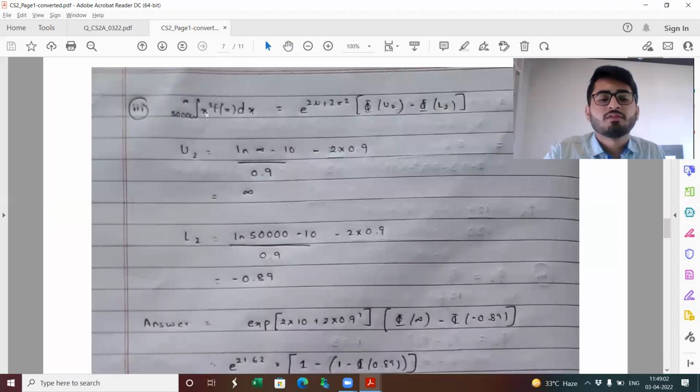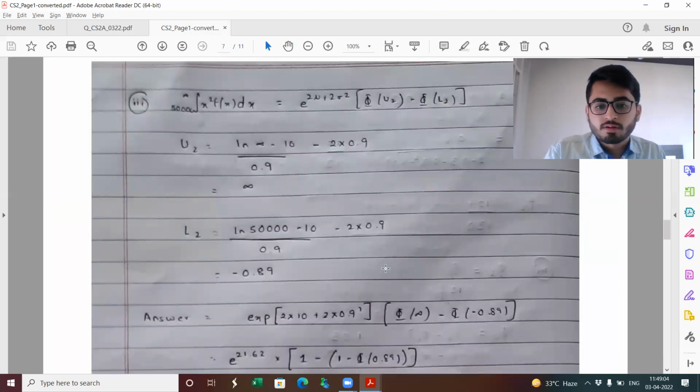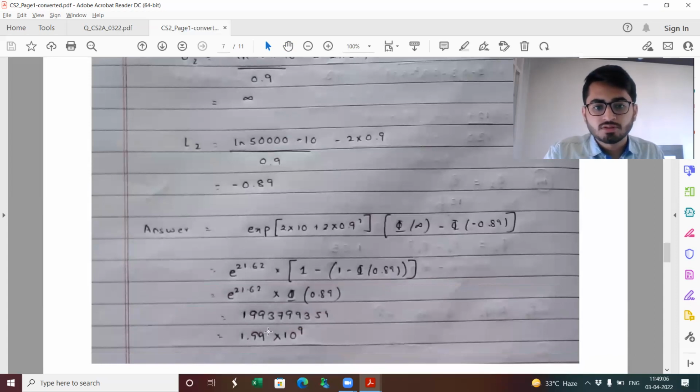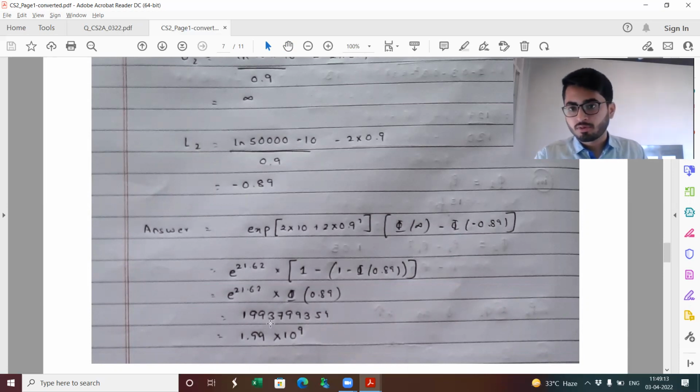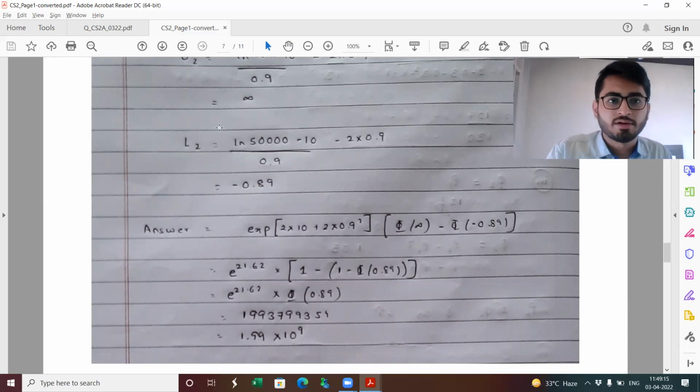And finally, we have the third part. And here the answer is coming out to be very large, almost 1.99 into 10 to the power 9. That is probably, I guess, 199 crore, something of that magnitude.